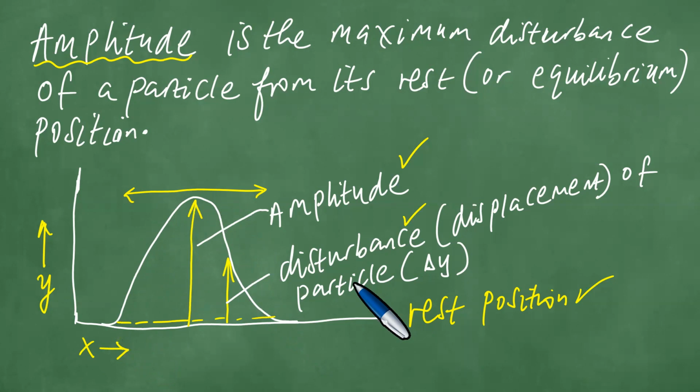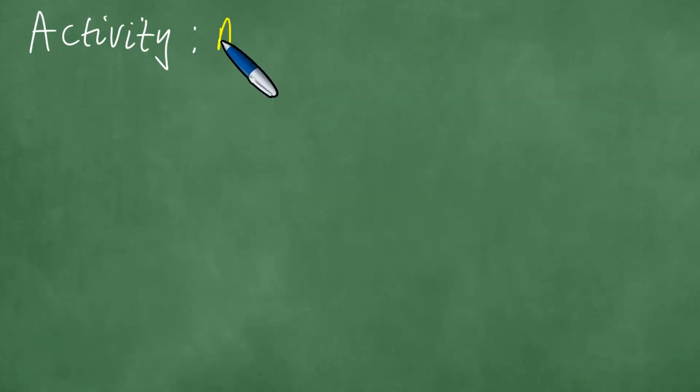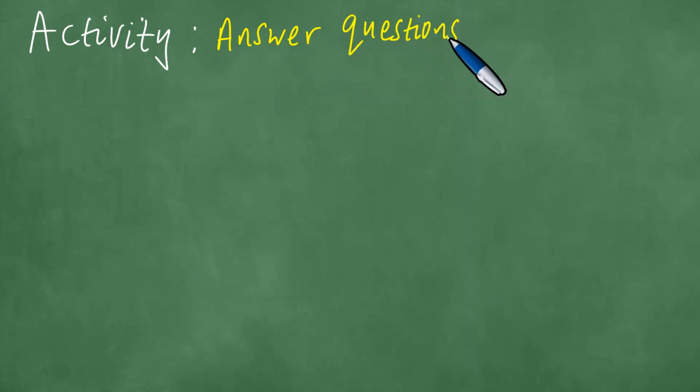So as part of these, you must be able to answer a couple of questions. You must be able to answer questions on transverse pulses. Right, so what are these transverse pulses? Let's look at an activity. In this activity, what you need to be able to do is to answer questions on transverse pulses.